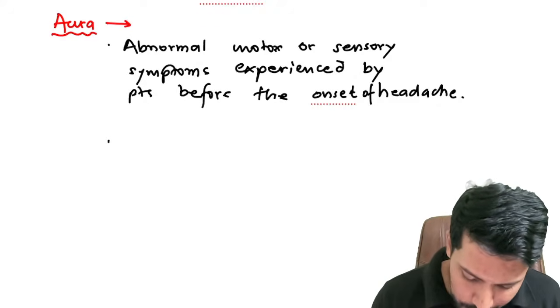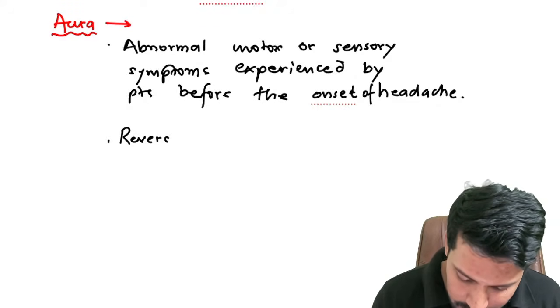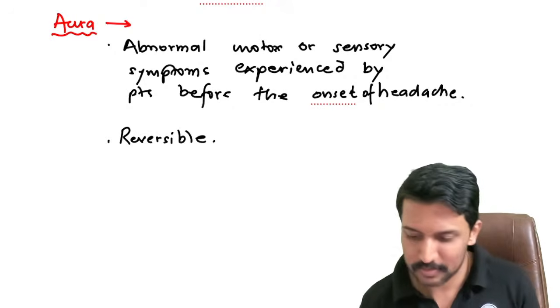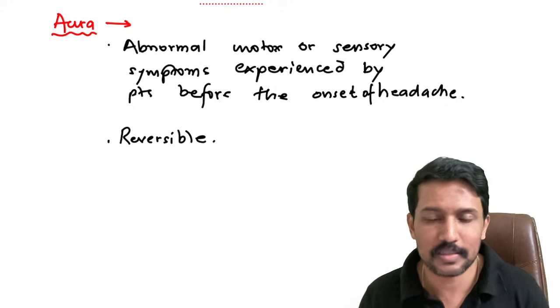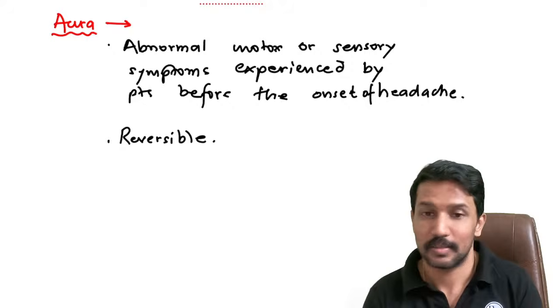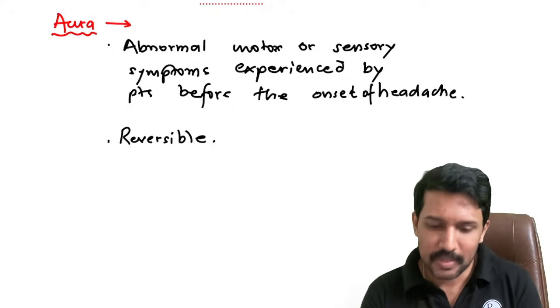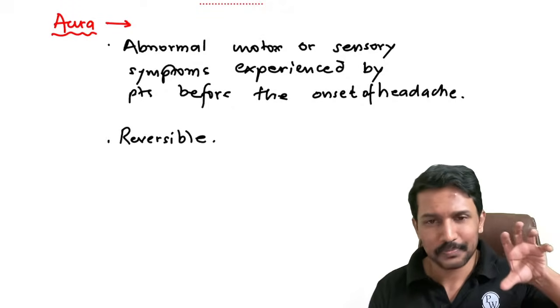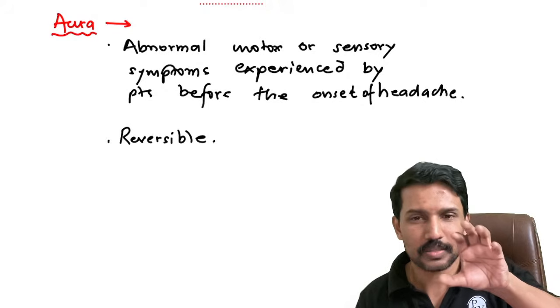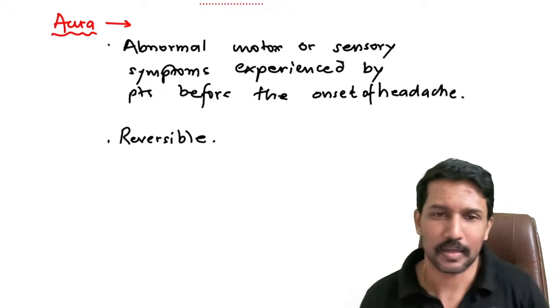And the second point I want you to mention is these are reversible. These are perfectly reversible symptoms, not persistent, permanent symptoms. Because one of the sensory symptoms they can experience is loss of vision. It's not going to be permanent. By the time headache starts, most of them would have recovered the vision. So before the headache, they might lose vision. With the onset of headache, the vision is recovered.